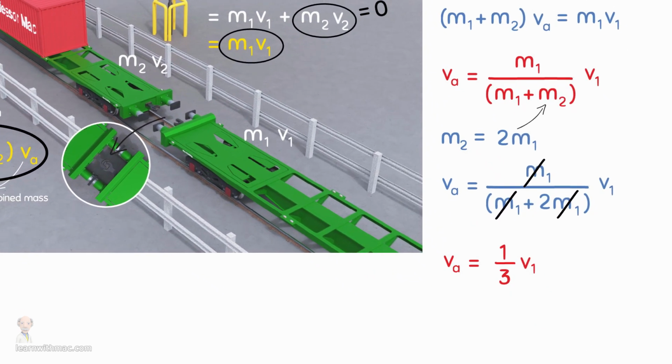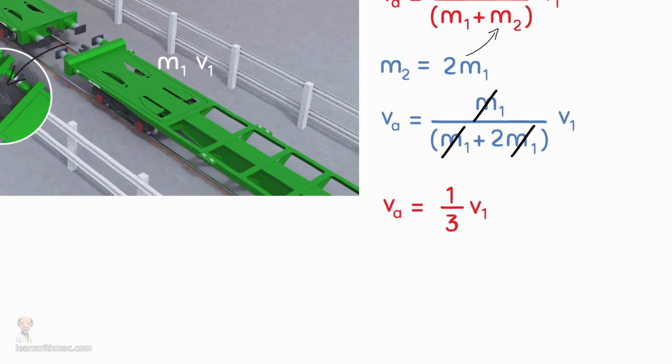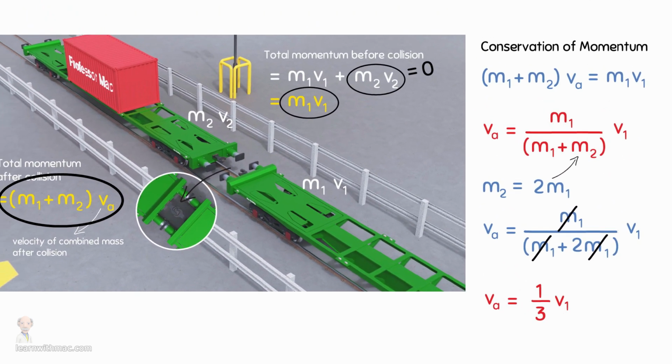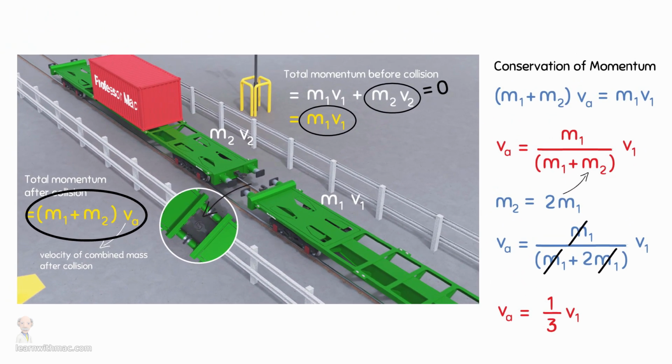Without having any values for the masses or the velocities, we have established that the velocity after the collision is simply 1/3 the velocity of the moving wagon prior to the collision. Note that this relationship is specific to the situation where the mass of the stationary wagon plus the container is twice the mass of the moving wagon. Okay, let's see what actually happened.